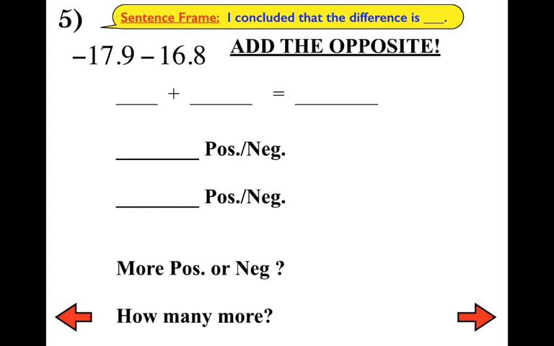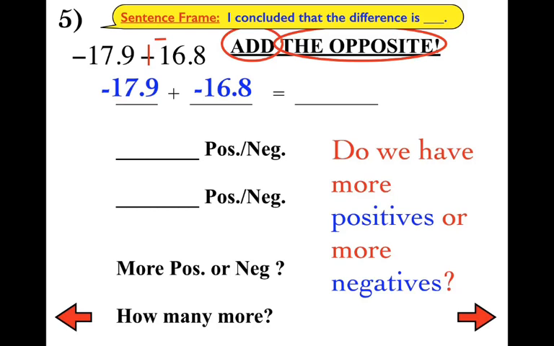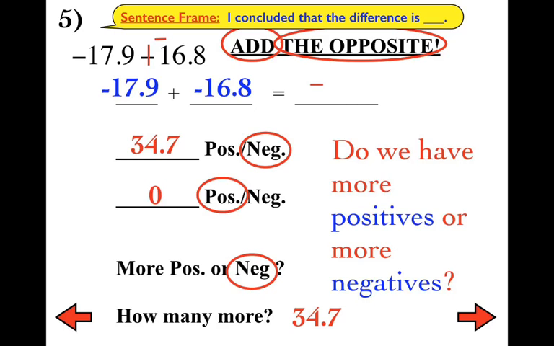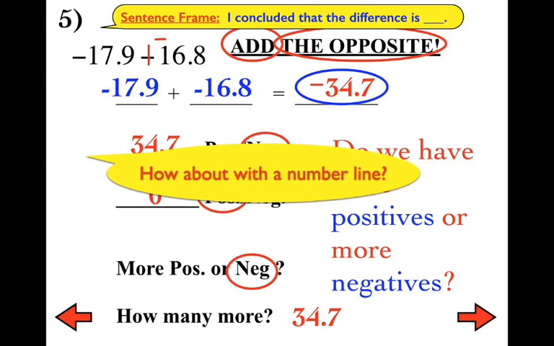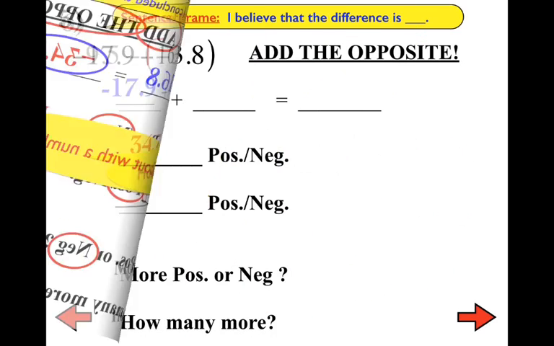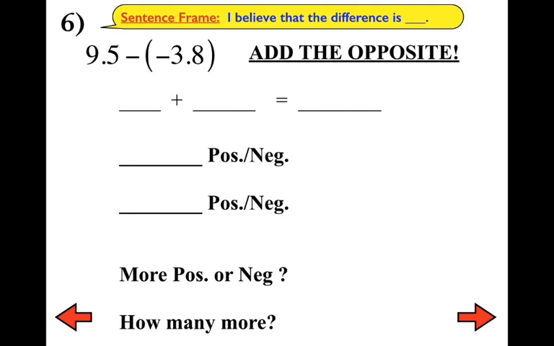All right, number 5, turning this into an addition problem, it should look like this. Negative 17.9 plus negative 16.8. We have more negatives than we do positives. So we'll have to gather up all of our negatives in this one. We have 34.7 negatives, and that leaves us with 0 positives. So the sum or difference is negative 34 7/10, or negative 34.7. Pause the flipped lesson and try number 6.